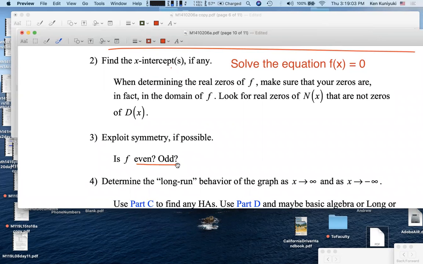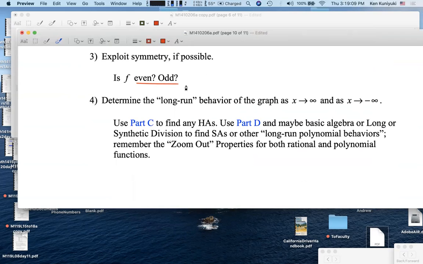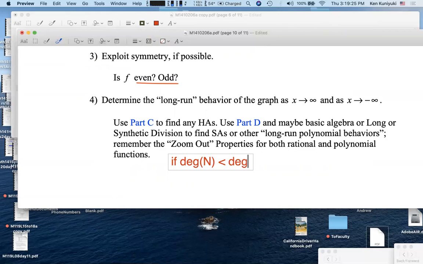Even, odd, you may be able to exploit symmetry. And another trick that also works with polynomials, long-run behaviors, the zoom out property. In particular, if the degree of the numerator is less than the degree of the denominator, then you have an HA at y equals 0. In fact, as long as it's not top-heavy, you have an HA, period. As long as it's not top-heavy in degree, you have an HA.